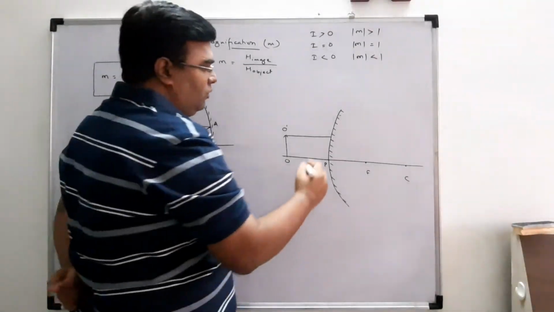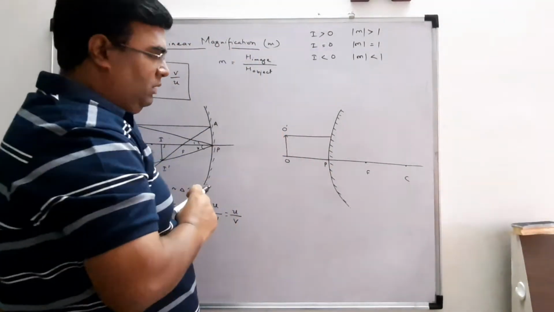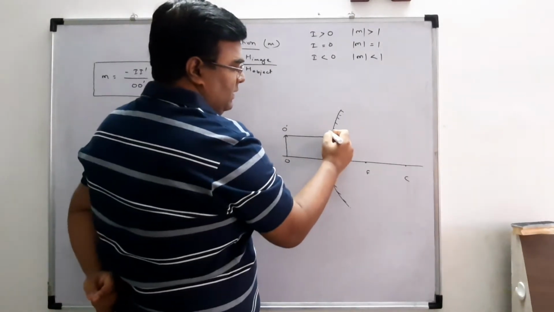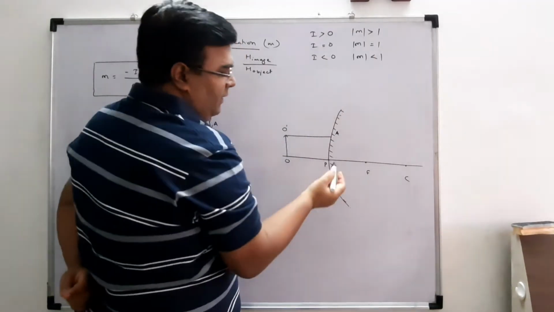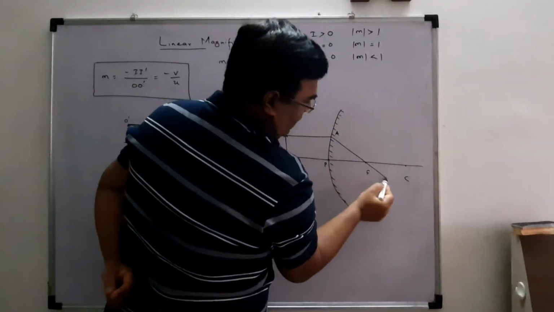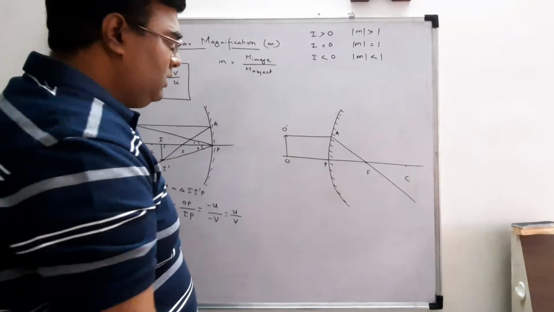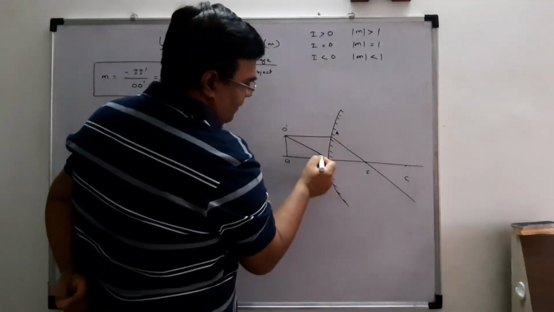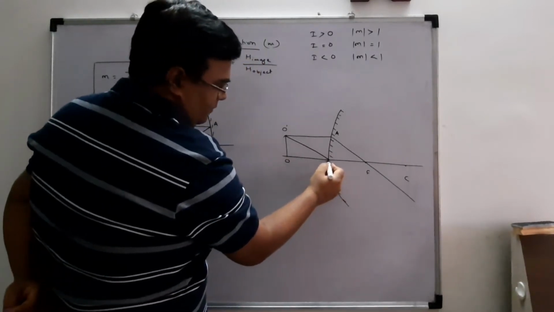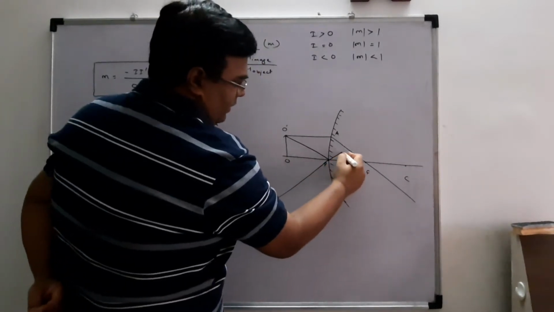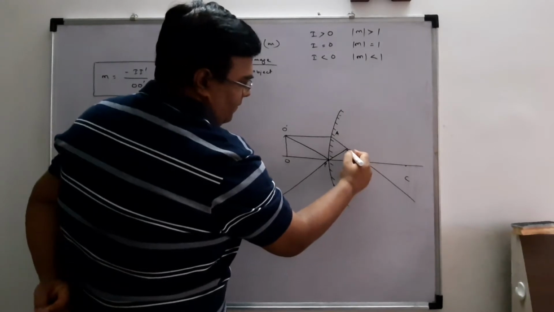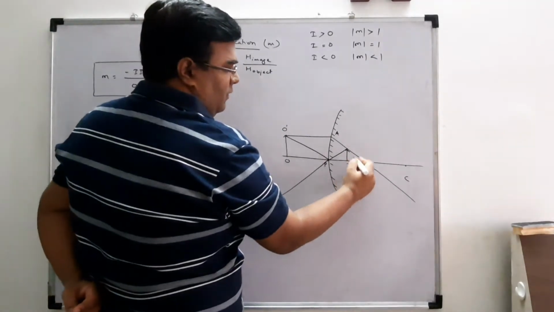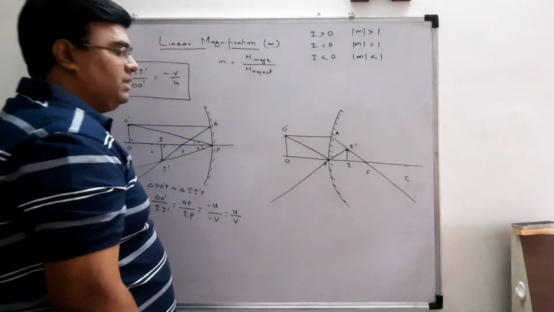Let us see what is the formula for convex mirror. Here also I have drawn one object OO dash and one line parallel to the principal axis. Let us see this point as A. It will pass through focus, right? And another ray I am seeing. So the image will be formed, correct? So we can write it as II dash.